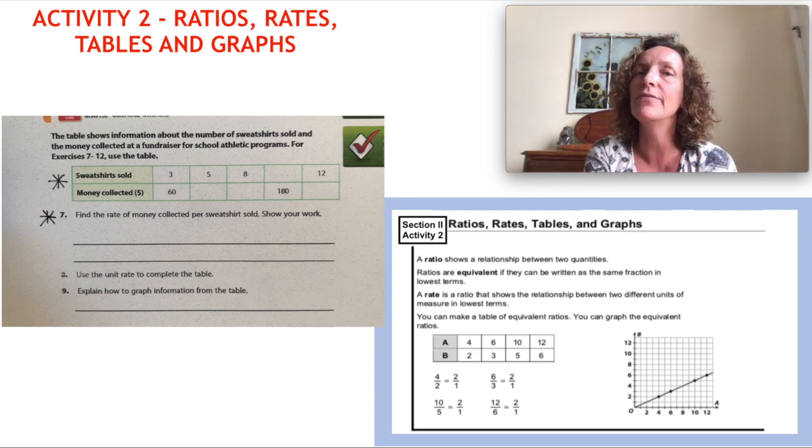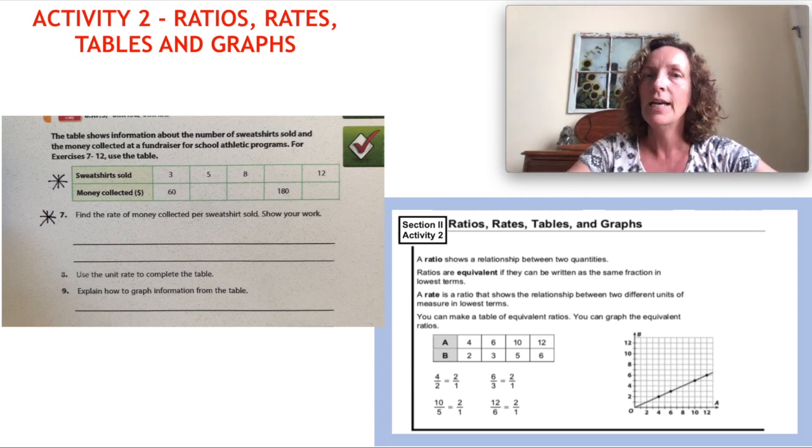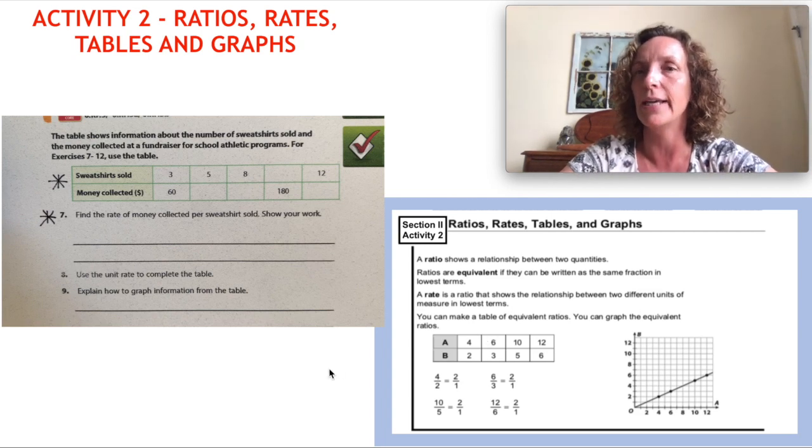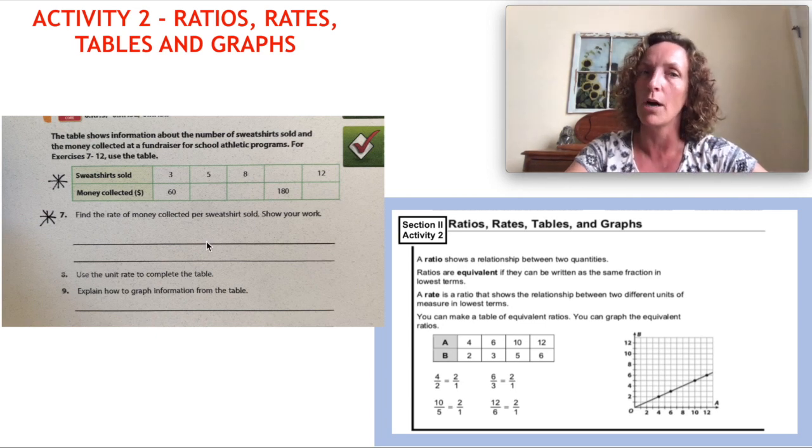Here we have activity 2. This will be on the next page in your packet. This one is about ratios, rates, tables, and graphs, and we're going to try to put all of that information together. So on the bottom corner of your screen, you'll see the teaching section that you have in your packets. What I'm going to do is work through a very similar kind of problem right now with you. So let's do that.